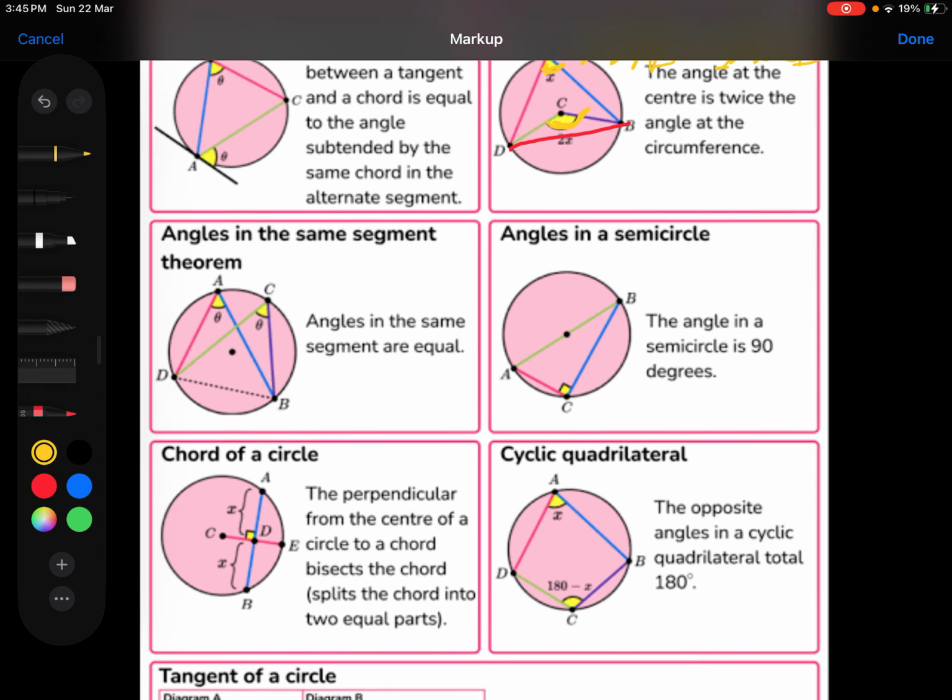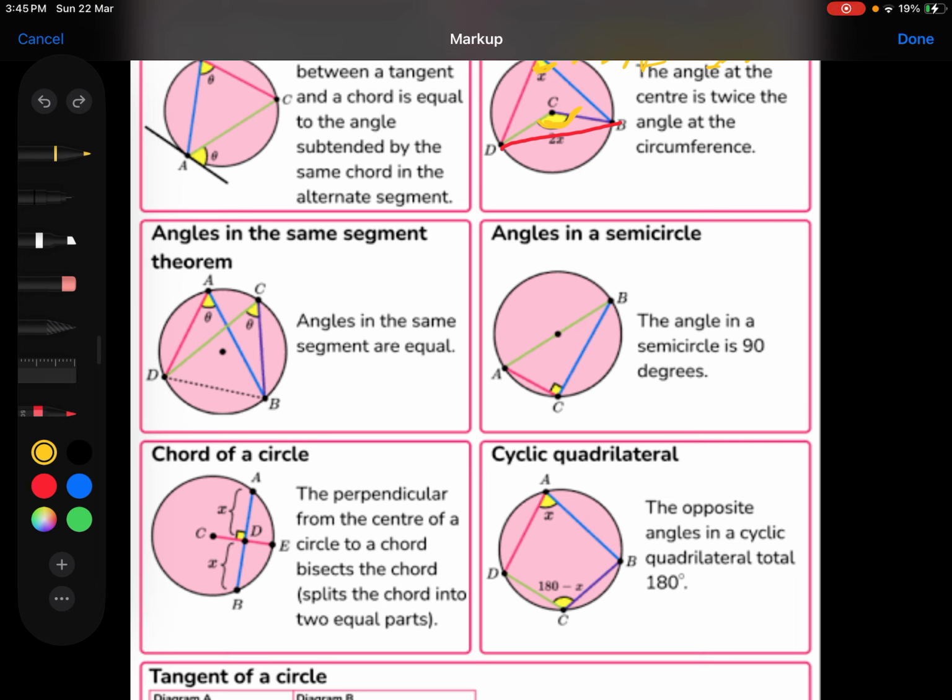Now let's look at the third one: angles in the same segment theorem. For this one, we have a common chord over here, DB. That's a common chord. And both of the other angles are at the very edge of the circle. So in this case, those two angles are the same. So we could just write: angles in the same segment are equal. Okay, now the next one.